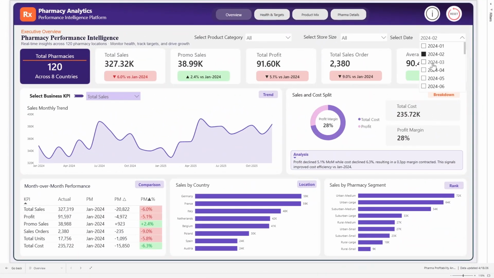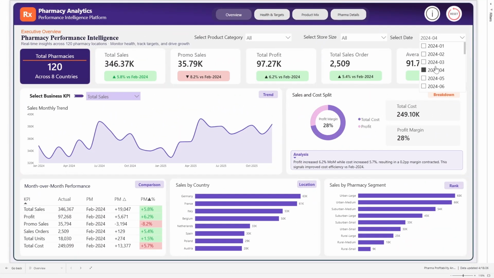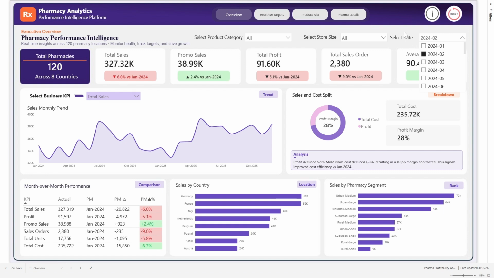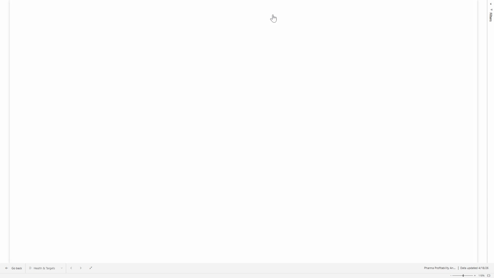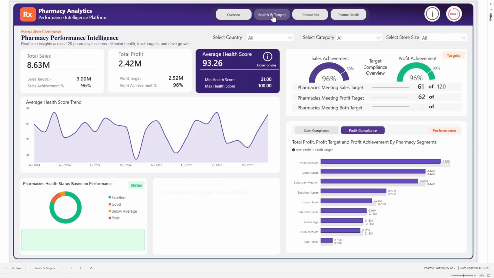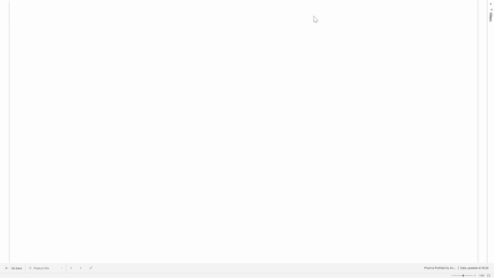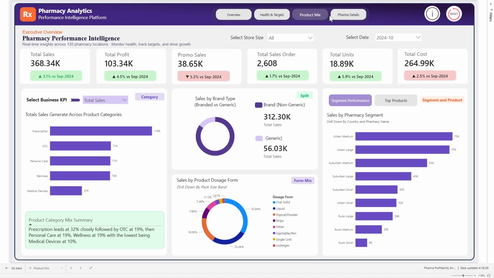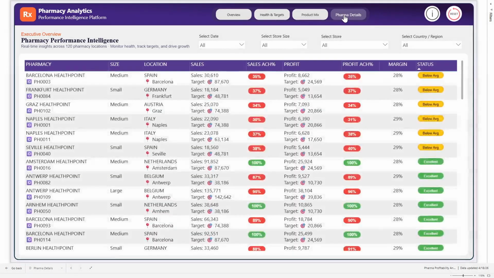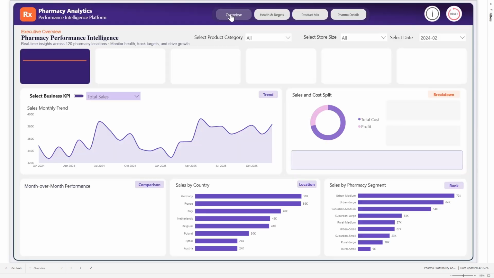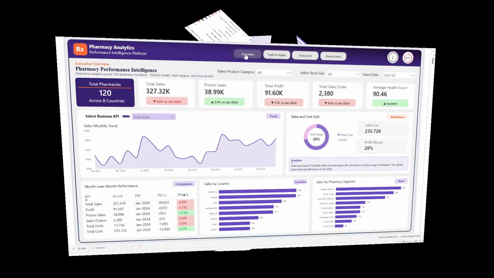Next is the sales and pharmacy analytics report. Revenue tracking across 120 pharmacies in 8 countries, health scoring, profit margins, and month over month performance comparison. 4 pages covering overview, health targets, product mix, and pharmacy details. Every metric is benchmarked against the previous period. That is the pharmacy analytics report.